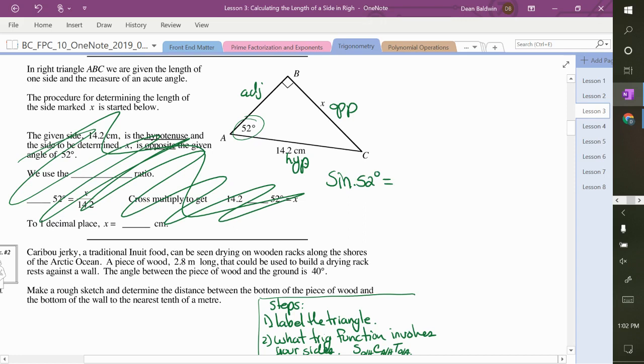what does sine equal? What over what? Opposite over hypotenuse. All right, O over H. And then you fill in what O and H are. Sine of 52. My opposite is X. My H is 14.2.